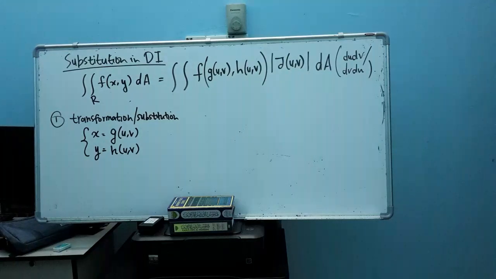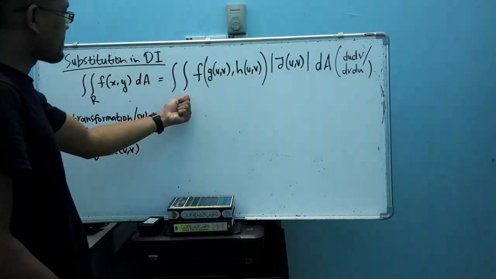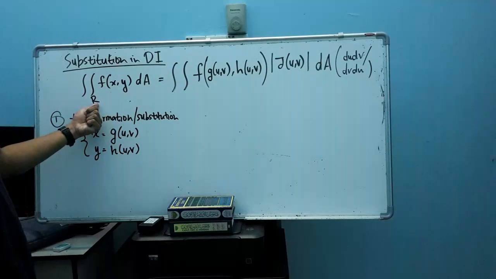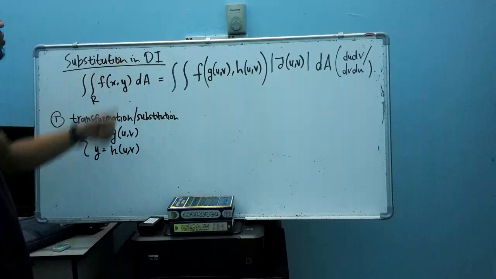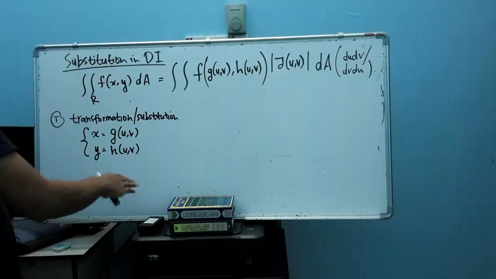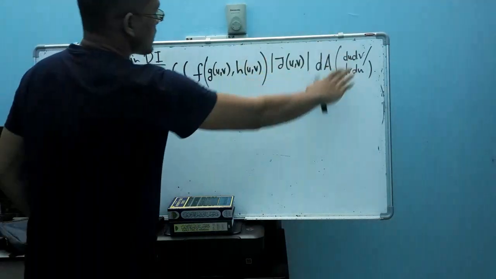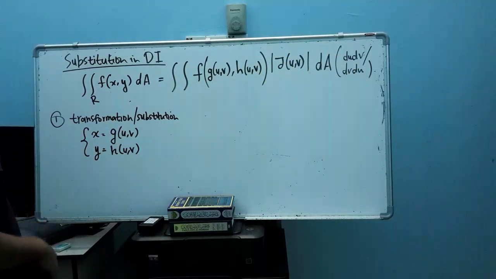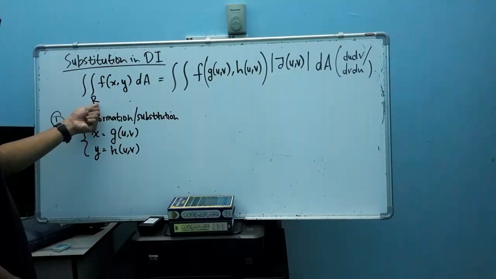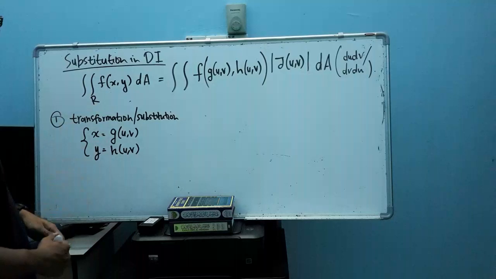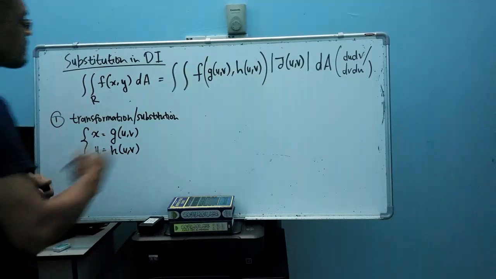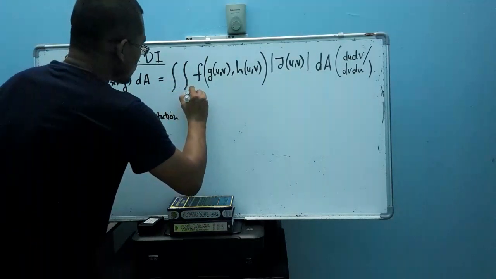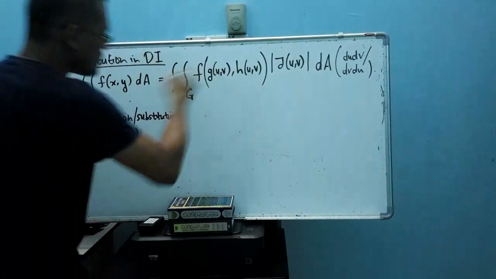Okay, so now this part, since I have R, what is the meaning of substitution here? Substitution here means you need to substitute the whole thing, including the region of integration. So from this R, I will have the new region of integration G.